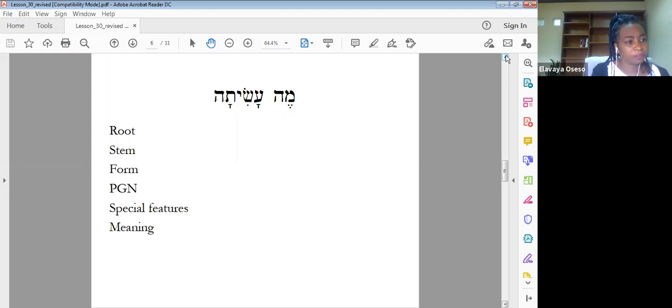So in the affix form, you will see that we have hirek all through, hirek at the bottom as the vowel pointing, okay? And then in the imperative form, we have pata all through in all the four PGNs.